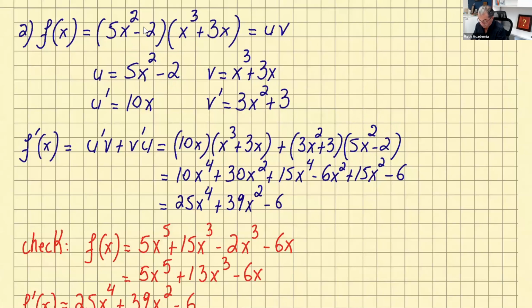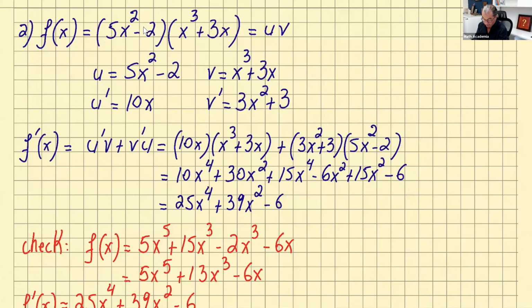So distribute, you're going to get 10x to the 4th power plus 30x squared. 3x squared times 5x squared is 15x to the 4th power, and again add the exponents. When you multiply 3x squared times negative 2, it is negative 6x squared. 3 times x cubed is 3x cubed, and 3 times negative 2 is negative 6. If you combine all these terms, you get 25x to the 4th power plus 39x squared minus 6.